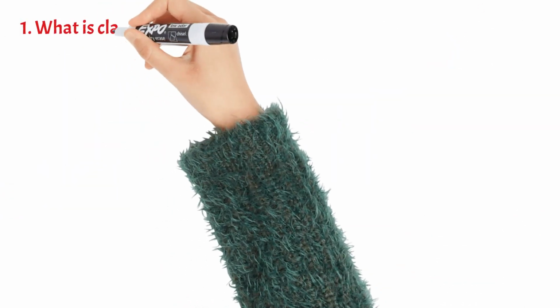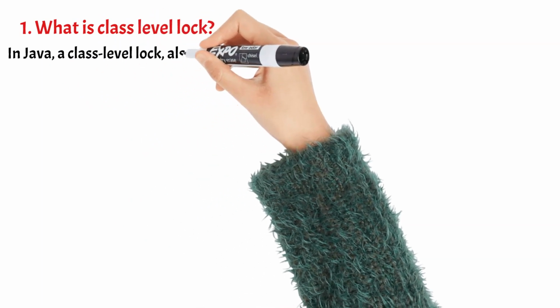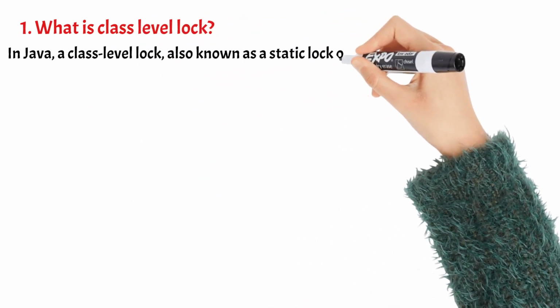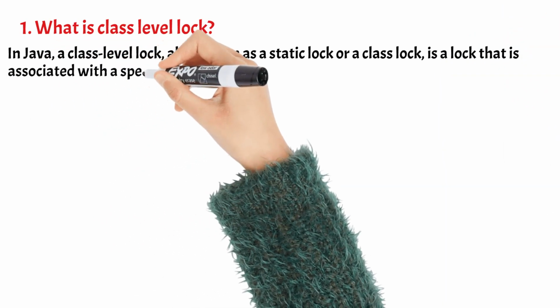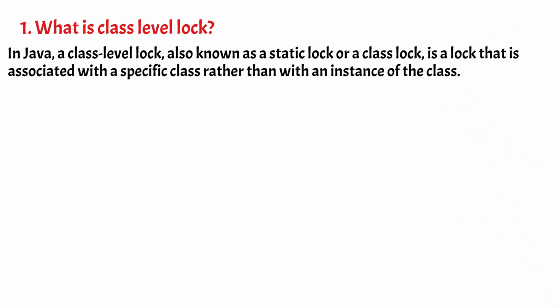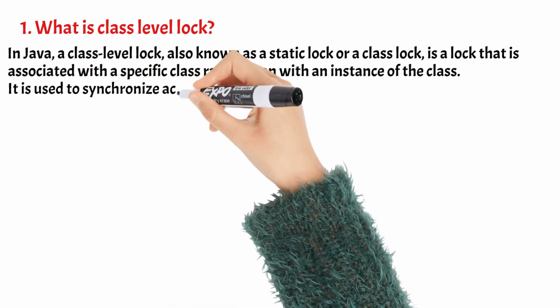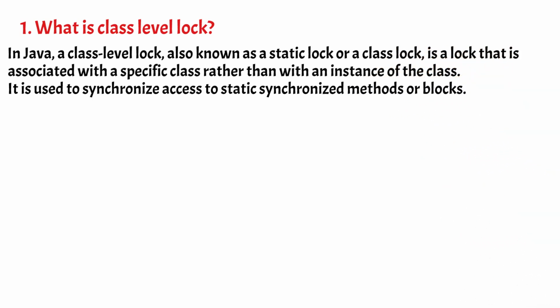1. What is class level lock? In Java, a class level lock, also known as a static lock or a class lock, is a lock that is associated with a specific class rather than with an instance of the class. It is used to synchronize access to static synchronized methods or blocks.